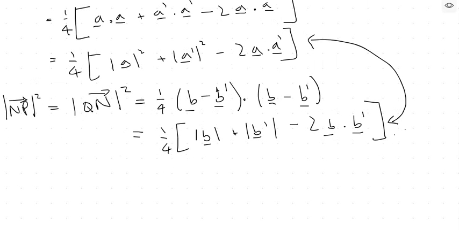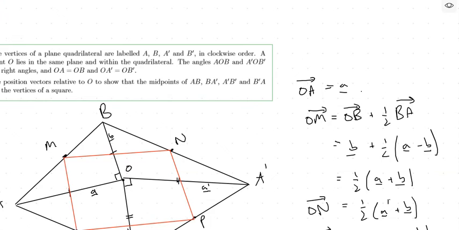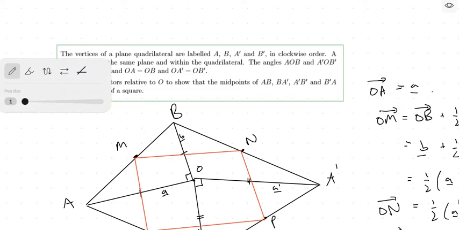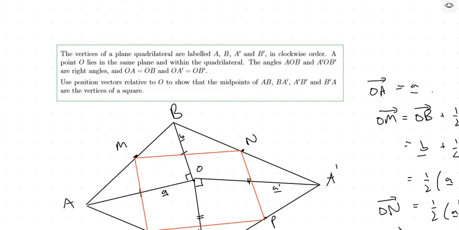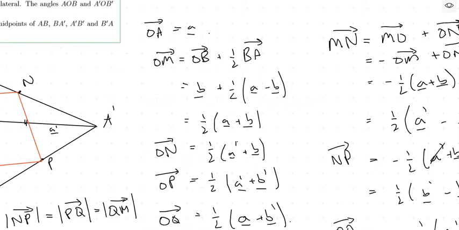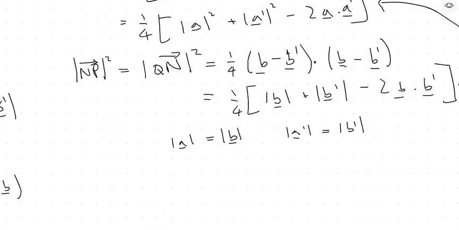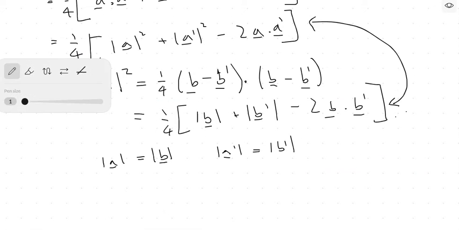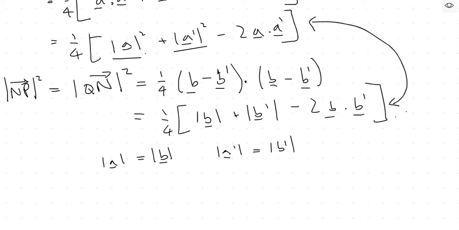So we know that mod of A equals mod of B, and mod of A dash equals mod of B dash, because it told us in the question. If we look back to the question, we've got these lengths the same here. So these bits are equal to these bits.